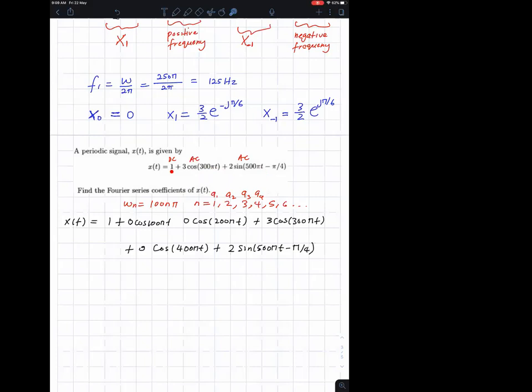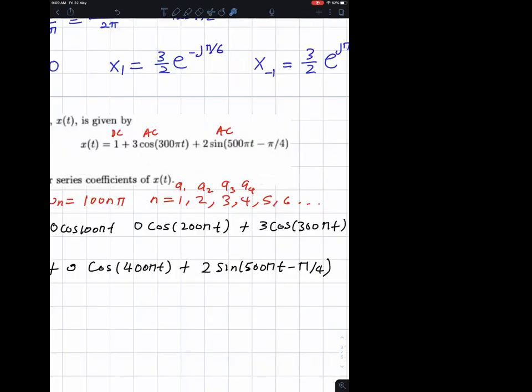So you have a DC component, and you have an AC at 300 pi frequency, and then you have another AC at 500 pi frequency. At 300 pi frequency, the Fourier coefficient is going to be A3, right? Because 300 pi relates to n equals 3. So the subscript is 3 when n equals 3.